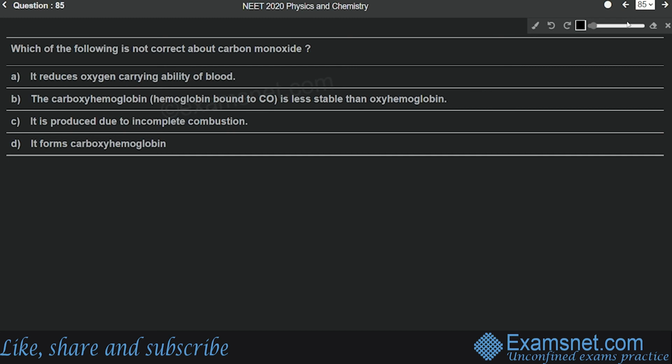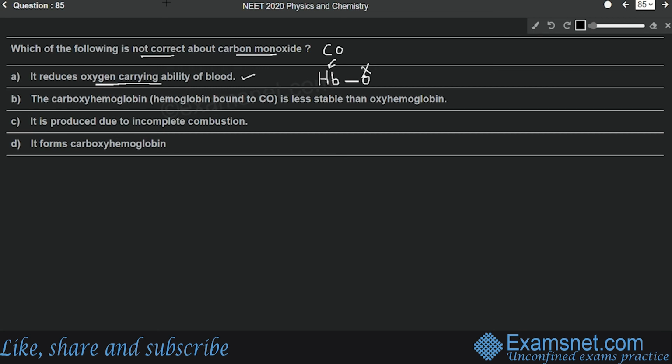Question number 85 is from the chapter Environmental Chemistry, and the question is, which of the following is not correct about carbon monoxide, that is CO. The first statement is it reduces oxygen carrying ability of blood. This is a correct statement because oxygen needs to bind with hemoglobin present in our blood to get transported from tissues to lungs. But when carbon monoxide gets added to hemoglobin, then oxygen cannot bind to it. Therefore, it reduces oxygen carrying ability of blood.